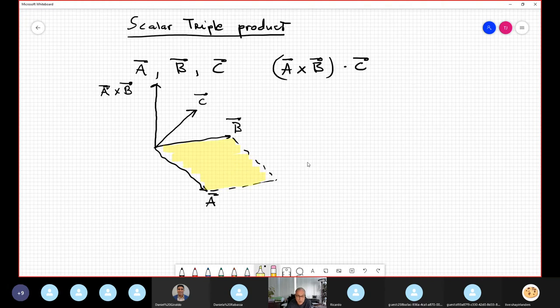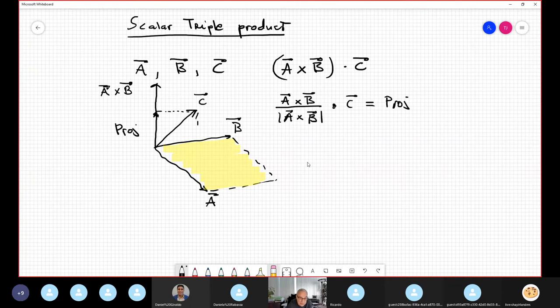This part is a vector. The direction of this vector is in that direction. And the magnitude of this represents this area. However, you perform now C dot product. And C dot product is, okay, you compute the component, well, this component, okay, is the projection. The projection is, for example, you multiply C by the unit vector in this direction, A cross B divided by the magnitude of A cross B. And when you multiply dot product with the vector C, you get this projection.